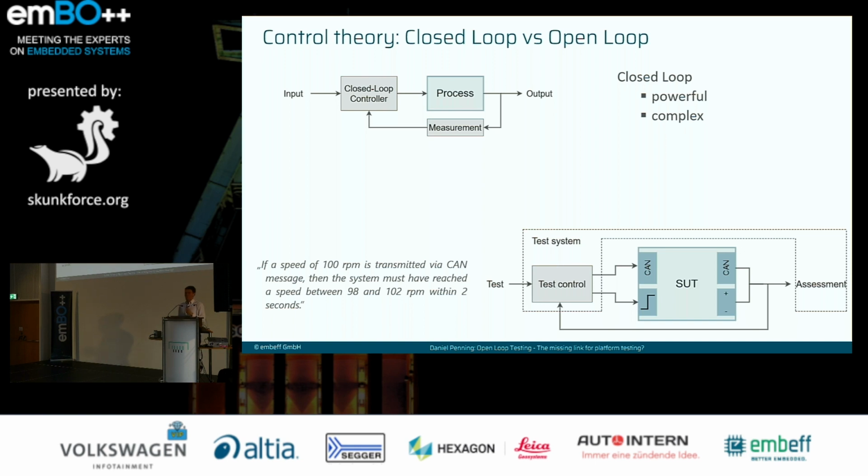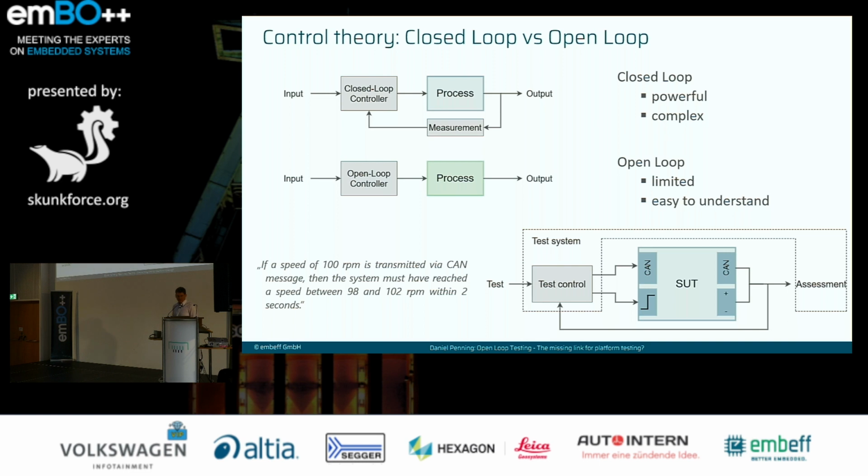Okay, closed loop is powerful and complex. And if we compare this to our system test, it's basically the same approach. You continuously measure the output, the angle in this case, and then you influence the system. Our system test would measure the energy output and generate a speed signal. Yeah? It's the same structure.